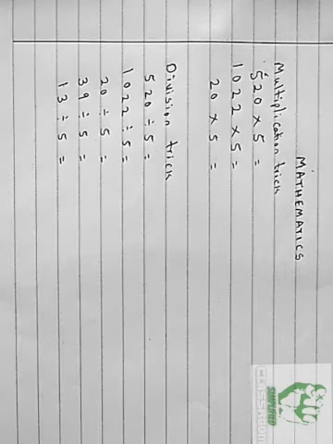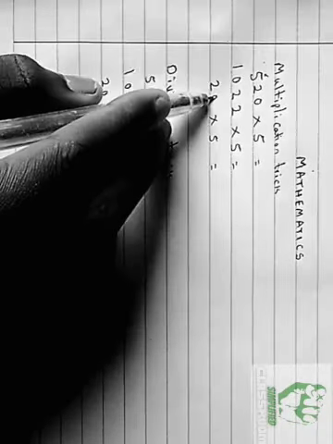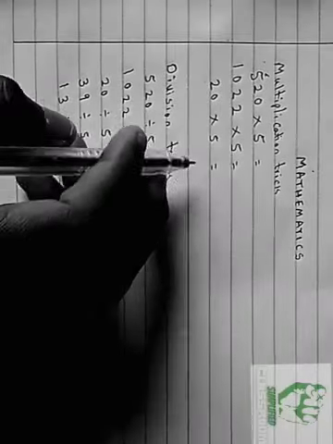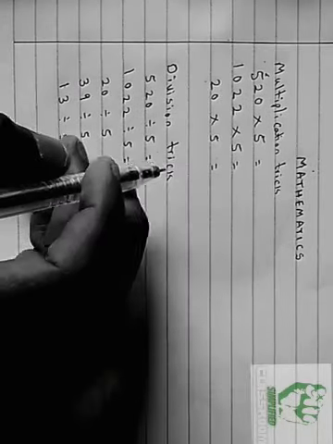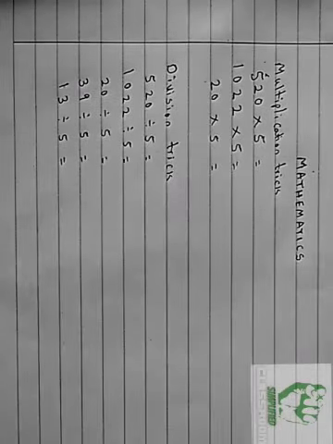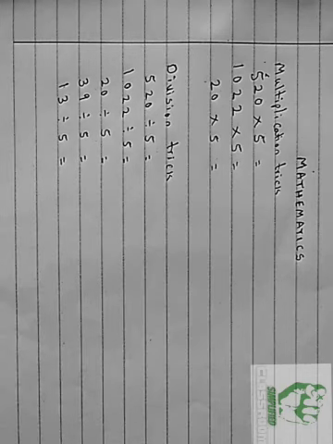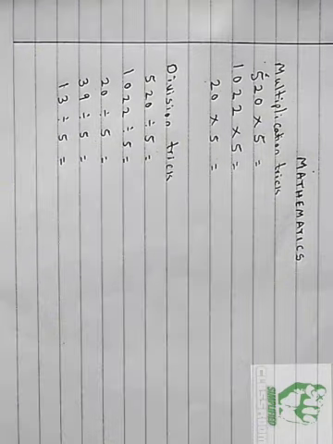I would love to start from the lowest number here, which is 20 times 5. Everyone knows that 20 times 5 is actually 100, but here is where the challenge comes in. For example, when you want to multiply big numbers like 520 times 5, 1022 times 5, and you are not allowed to use a calculator. This trick will also increase the speed at which you solve math questions.